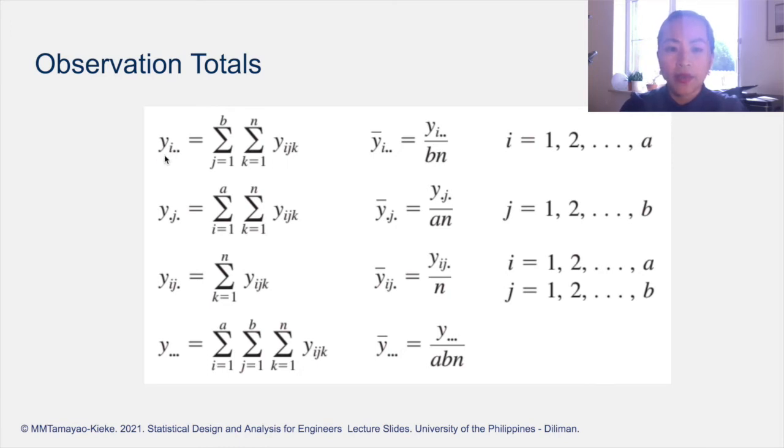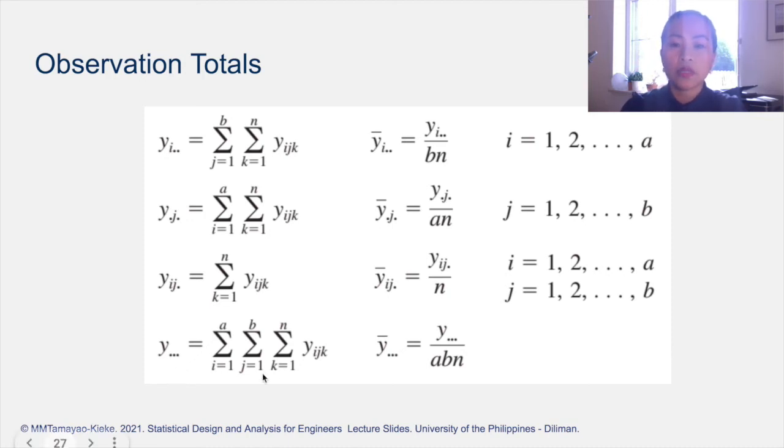Okay, Y dot j dot is the total of all observations of the jth level of factor B, or the column treatments. Y sub ij dot is the total of all observations at the ith level of factor A and jth level of factor B, or the ijth cell. And then Y dot dot dot is just equal to the grand total, or the total of all observations. Okay, and this is how you compute for them basically.